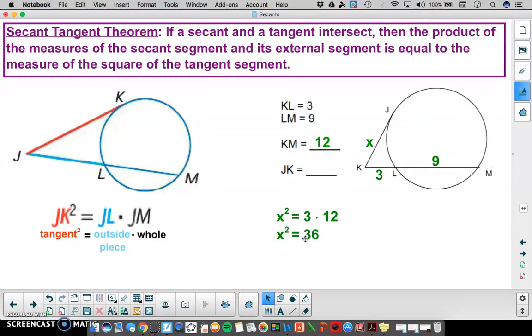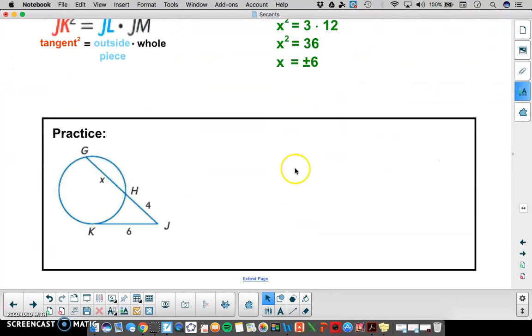So x squared equals 36. When we square root both sides, x is really plus or minus 6, but because we're looking at a measure, it's only going to be positive 6. And then we have this one practice problem I want you to try.